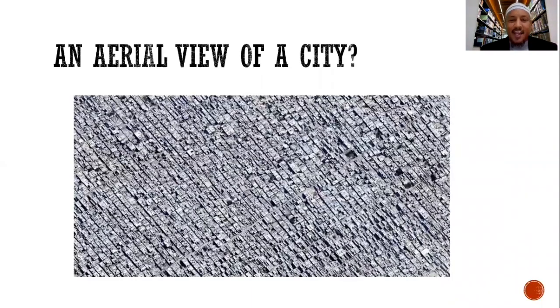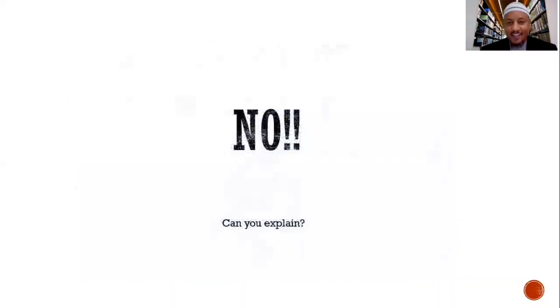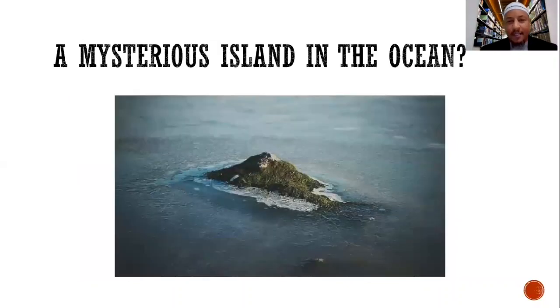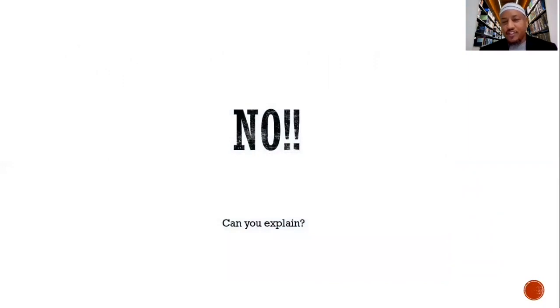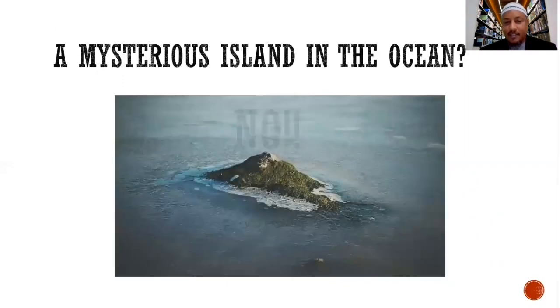All right. Is this an aerial view of a city? I want you to look at this closely. You get an aerial view from way up high and you see all of the buildings there, right? Is this an aerial view of a city? Actually, it's a close-up on some wood bark. The answer is no. All right, what about this one? Is it a mysterious island in the ocean? Look at that. That looks like some great place to be. Is that what it is? The answer is, thumbs down, no. It's actually a rock in a puddle. You see that? It's a rock in a puddle.